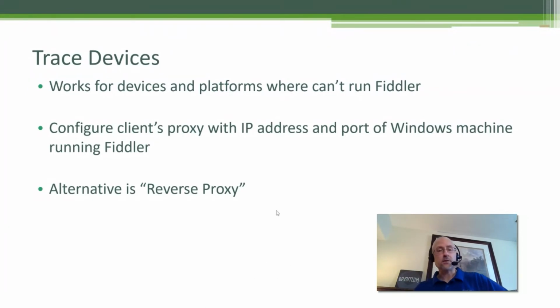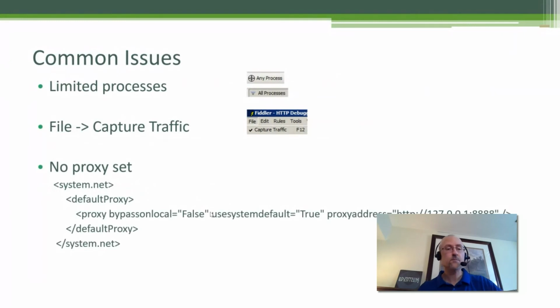Most clients, you can set a proxy pretty easily. If it turns out you can't, you can look at Telerik, has some documentation on reverse proxying. So that's a way that you can set that up if you're not able to set a proxy on your client. But it's nice because, again, I can trace all of these devices. So let's look at some common issues.